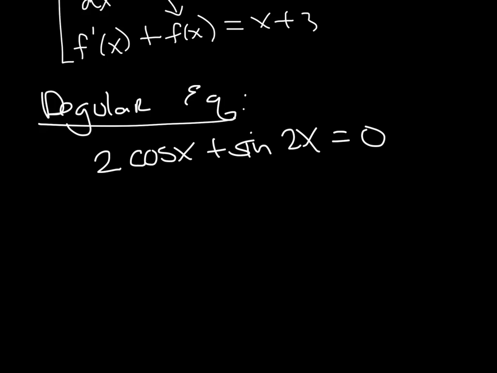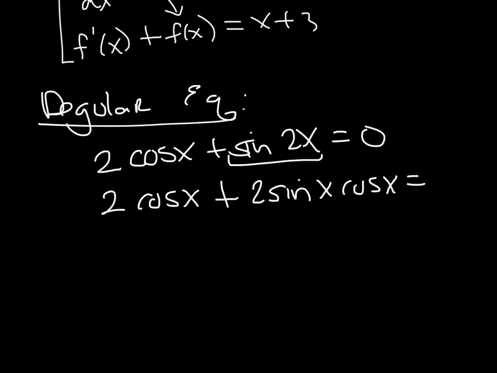Well, let's go ahead and do it. It's actually not a bad problem. It's actually good review. So 2 cosine x plus sine 2x. Remember, the double angle formula is 2 sine x cosine x. This is actually a very good review.